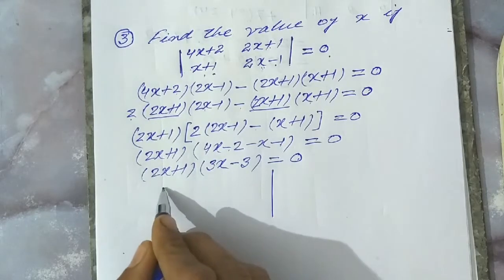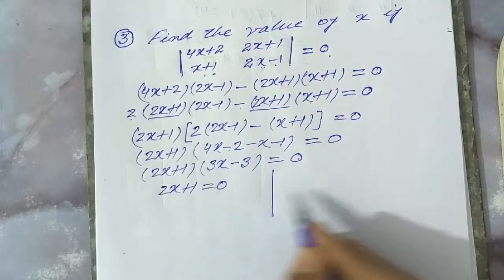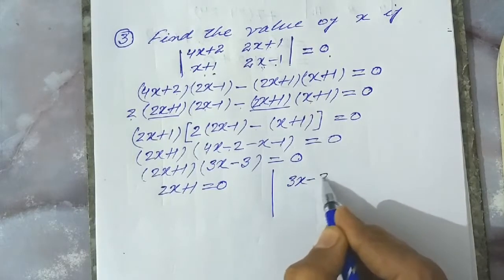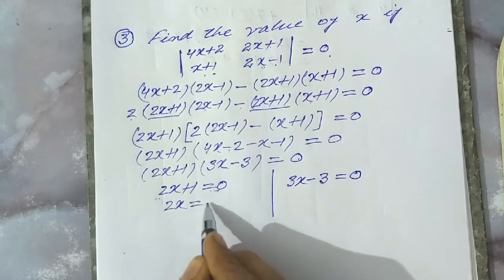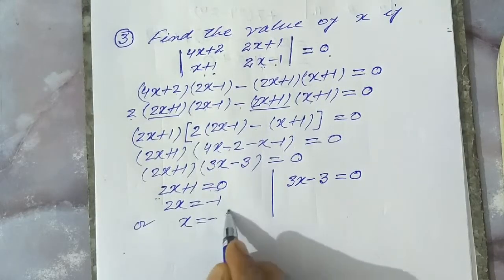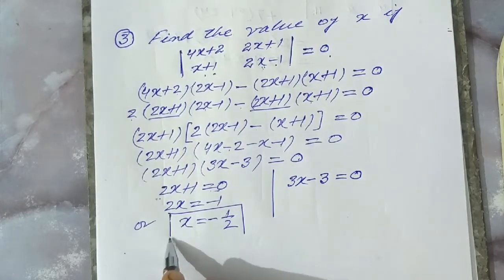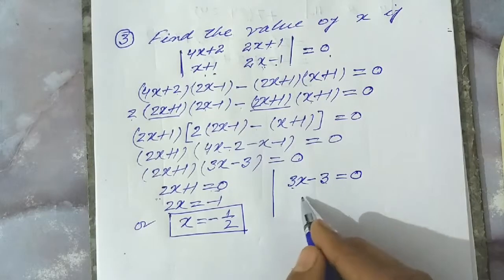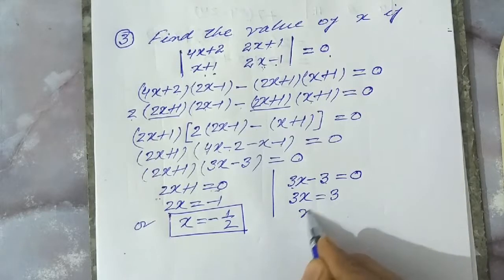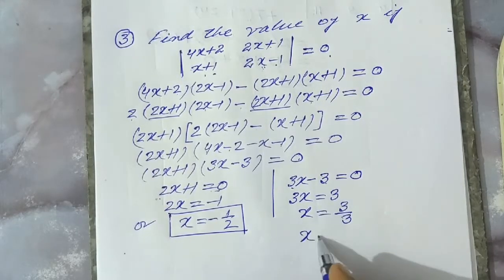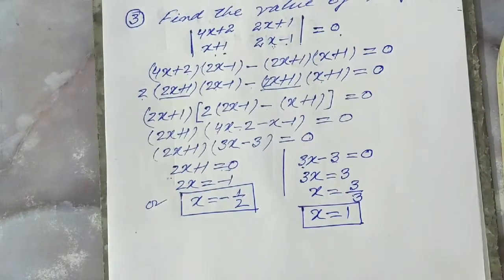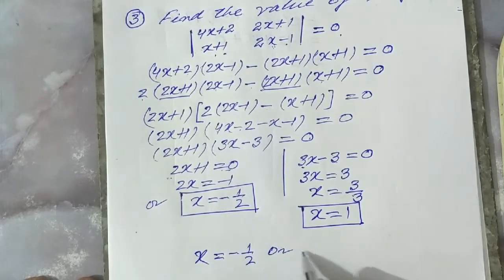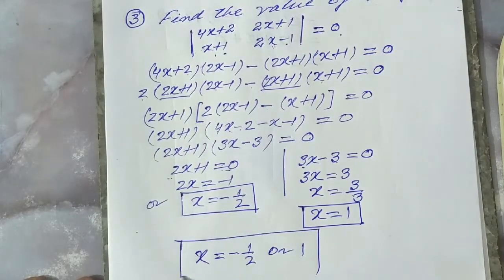So we get two possibilities, either 2x plus 1 is equal to 0, or 3x minus 3 is equal to 0. So from this condition, we get 2x is equal to minus 1, or x is equal to minus half. So one possible value of x is minus half, and from the second equation we get 3x is equal to 3, or x is equal to 3 upon 3, and x is equal to 1. So we get the second possible value of x is 1. So the required value of x is minus half or 1. So this is the required solution of the given equation.